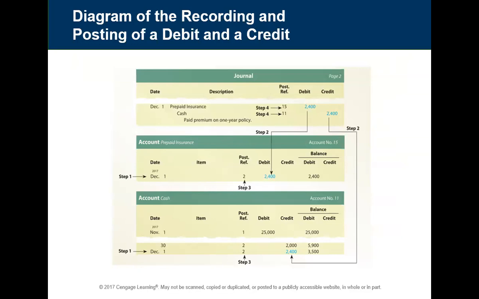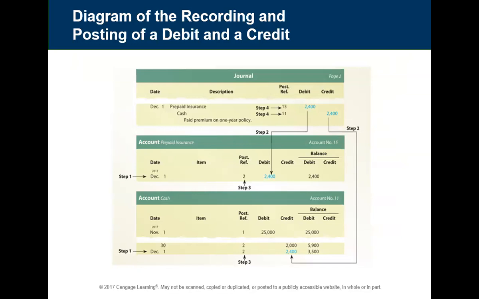Same in our journal, what we put in the post reference on our journal is the account number. Prepaid insurance is account number 15. So up on our journal in our post reference column, we're putting the number 15. So we do the same thing. Once we posted prepaid insurance, we put in that post reference. And then we also need to post to cash. We credited cash $2,400, so we do the same thing. Here's our cash ledger, which notice it already had an existing debit balance of $5,900 based on a month's worth of transactions we already made. So we put in December 1st.